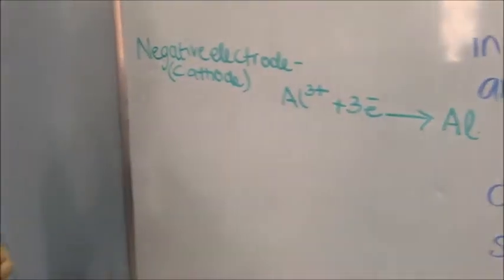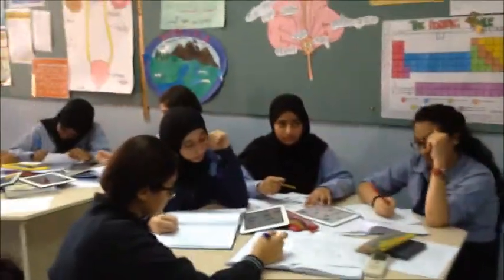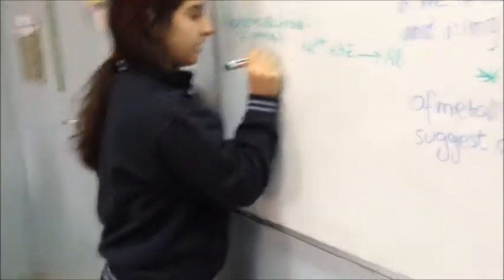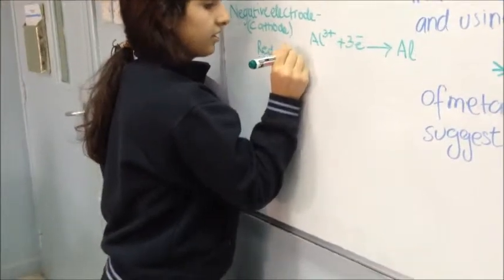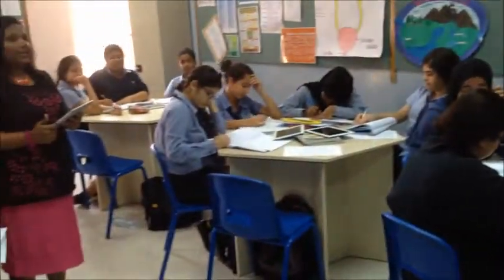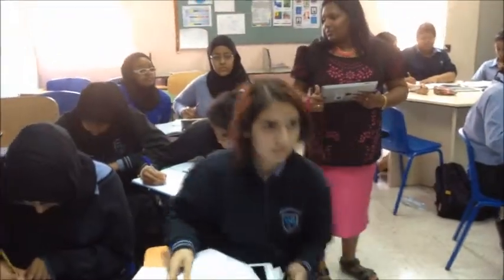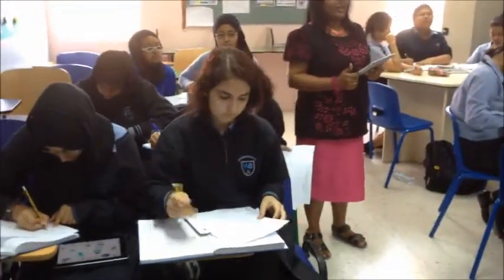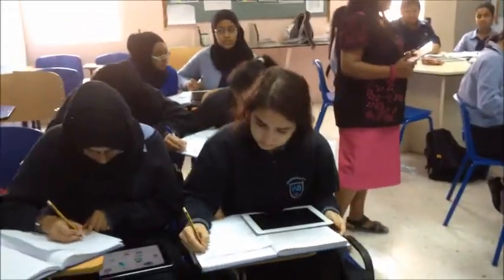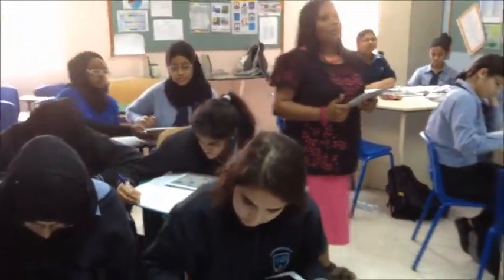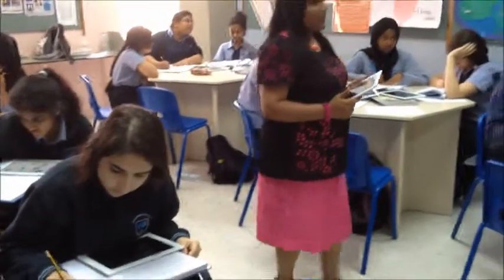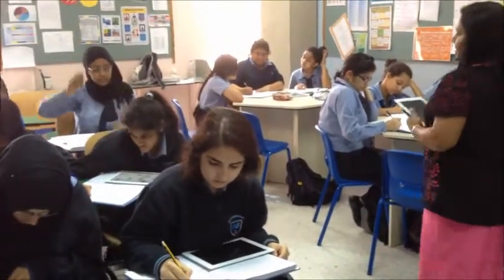Reaction at the negative electrode. The negative electrode is the cathode. What is the reaction at the cathode? Reduction at the cathode. The cathode is negatively charged, so the positive ions will gain electrons. Who will write the reaction at the positive electrode, the anode?